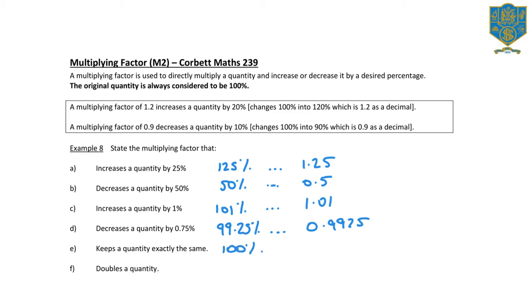To keep a quantity the same, we're going to keep it as 100%. And 100% as a decimal is 1, so we'd multiply by 1. And doubling a quantity, you're going to add on an extra 100%, which takes you to 200%. And that's going to be an effect of multiplying by 2.